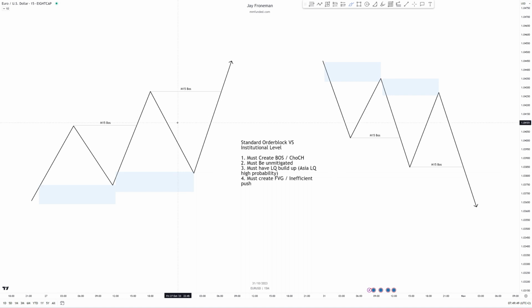As we've discussed in previous videos of this MMFunded YouTube ICT Mentorship, there is an entire separate video on high probability fair value gaps, imbalances, and inefficient push. There's multiple terms for different fair value gaps. That can be an FVG, which stands for fair value gap, inefficient push, or an imbalance. At the end of the day, they all mean the same thing.